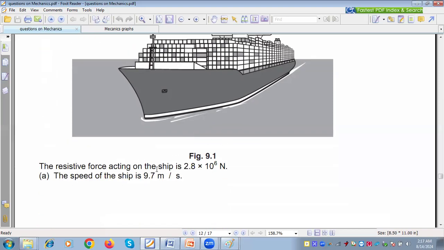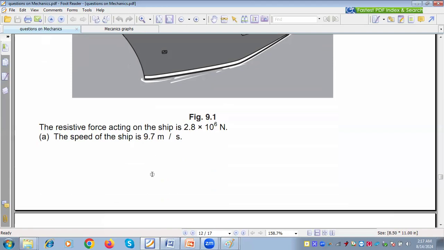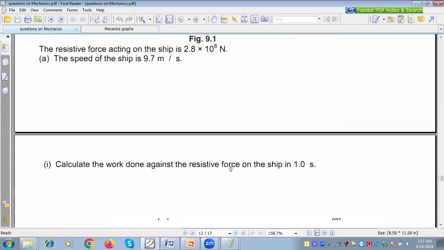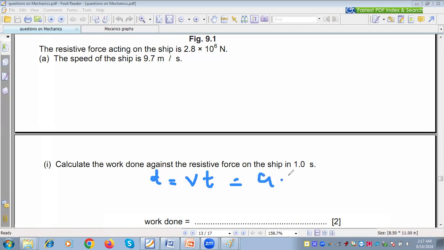Okay, so resistive force is acting, and that is 2.8 into 10 to the power 6 Newton. And the speed is 9.7 meter per second. Calculate the work done against the resistive force in 1 second. What will be the distance traveled in 1 second? You know the formula, distance is equal to speed into time, V into T. So 9.7 into 1. That is 9.7. So this is the distance traveled.